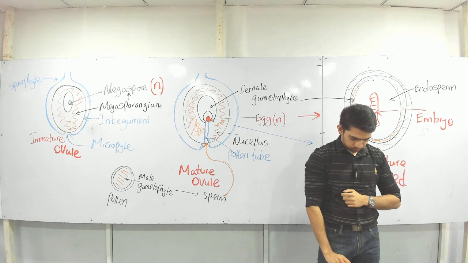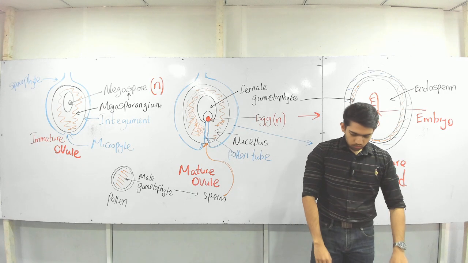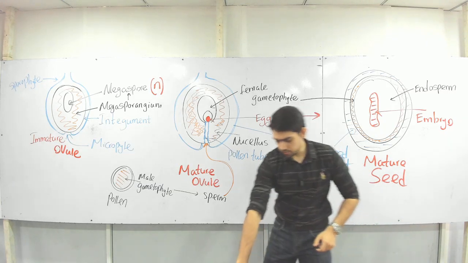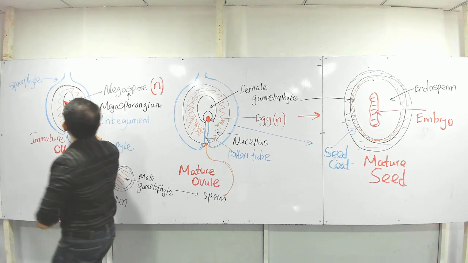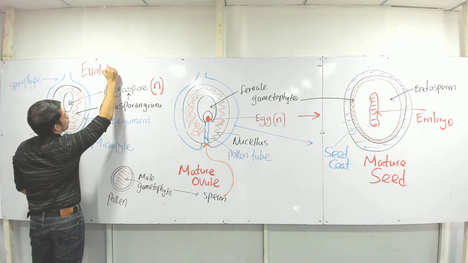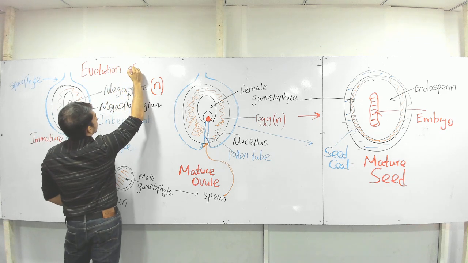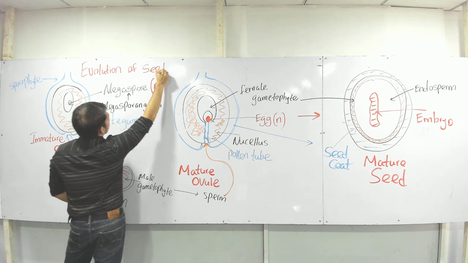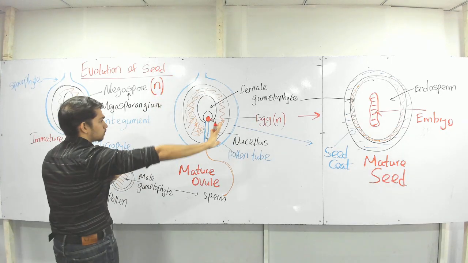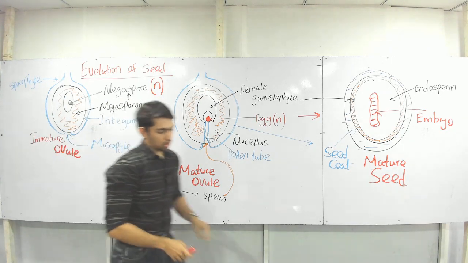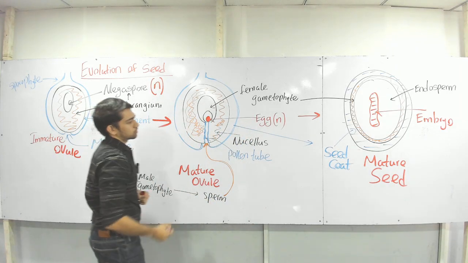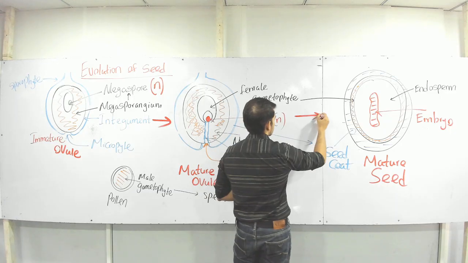Then draw this under the topic evolution of seed. Here, this sequence, how from an immature ovule you get a mature ovule, you get a seed.